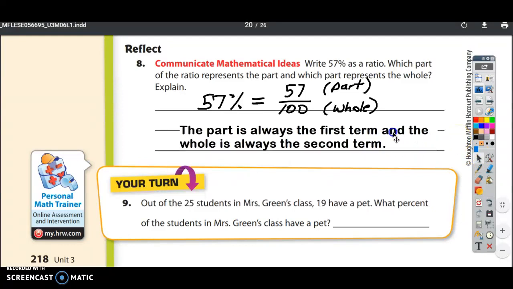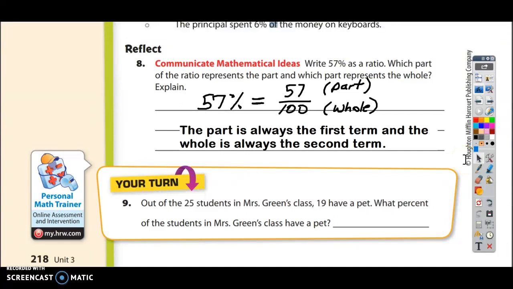Okay. All right, let's check out the your turn at the bottom of the page. It says, out of 25 students in Mrs. Green's class, 19 have a pet. What percent of the students have a pet? So this one would be like the computers at the top of the page. We've got a whole number here. We've got a whole number here, and we don't know the percent. We're going to find the percent. It says right here, what percent?